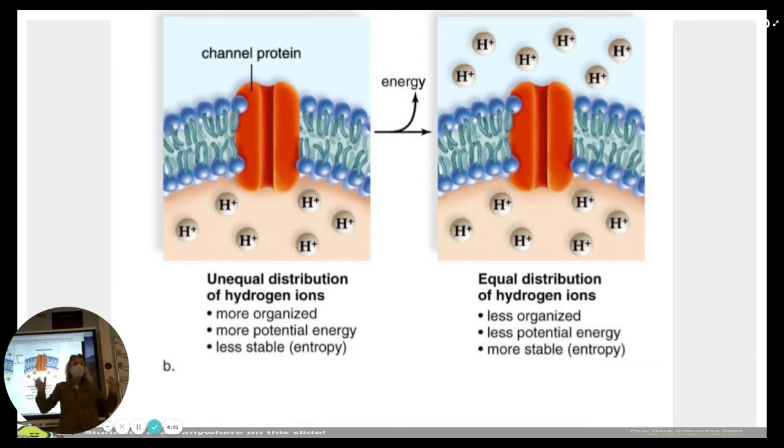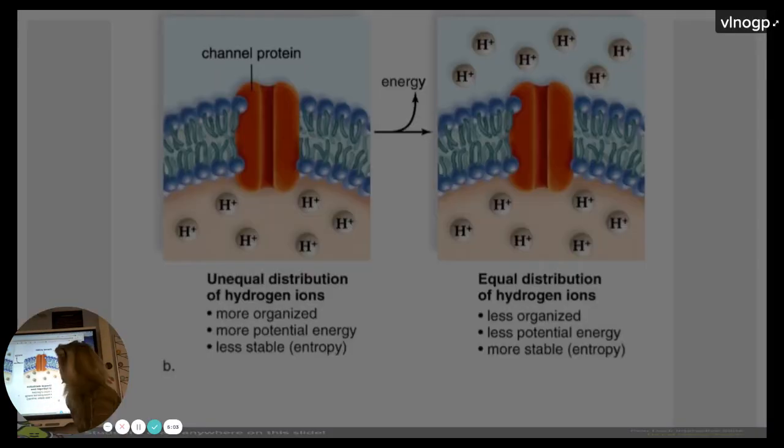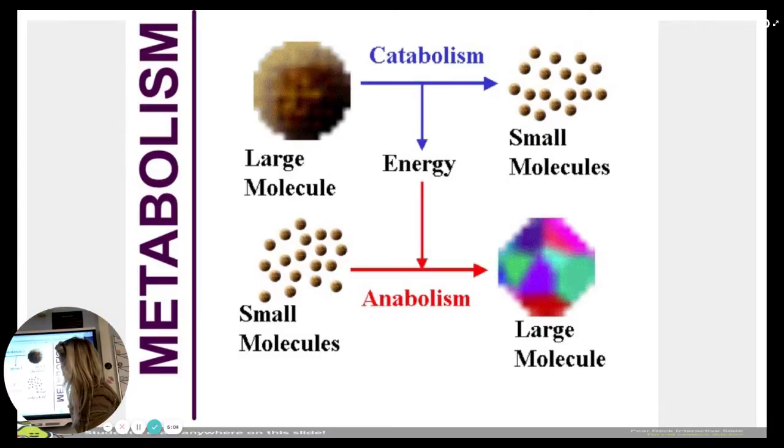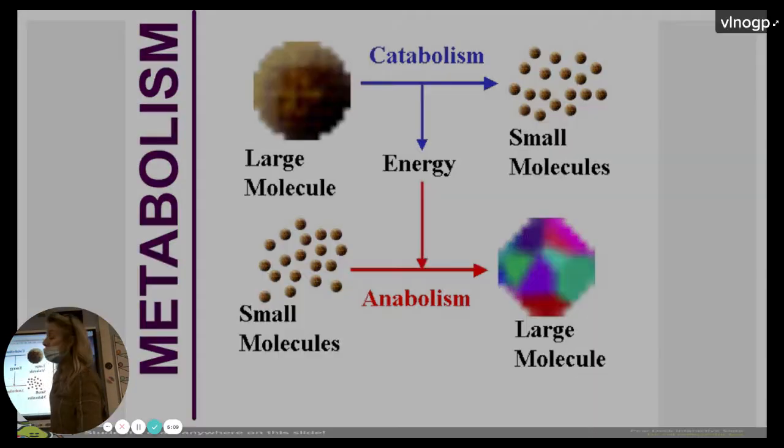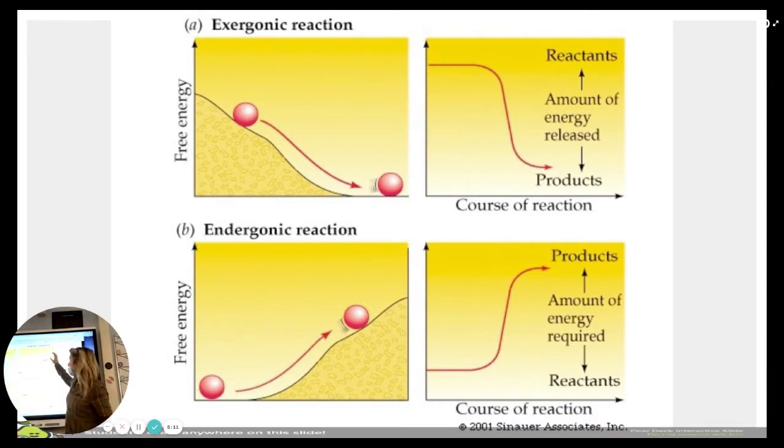ATP synthase complex, right? And you can make ATP using that carrier that is also enzymatic, whether you're doing photosynthesis or cellular respiration. Okay. We talked about this already. Catabolic reactions release energy. You can couple that with anabolic reactions. We already compared exergonic and endergonic.